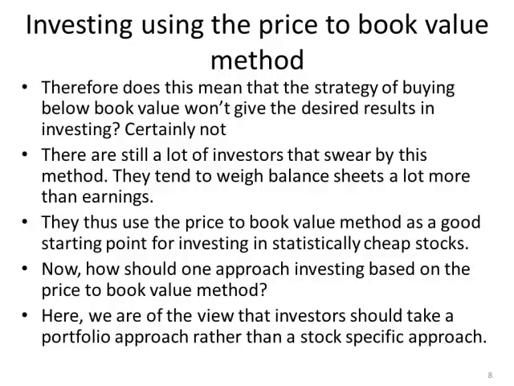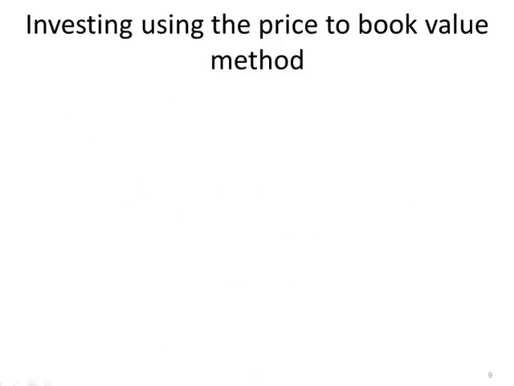That way, even if a few of those companies end up losing money, even though they're trading at a discount to book value, if you have enough winners, that'll offset your losers, and you'll make money overall, right? So the best way to invest using the price to book value method is to take a portfolio approach and invest in multiple shares at the same time.